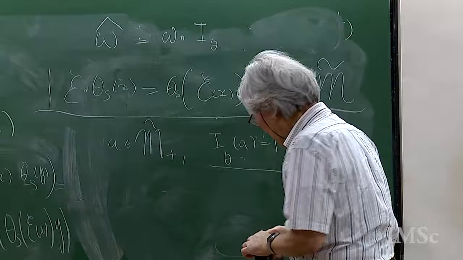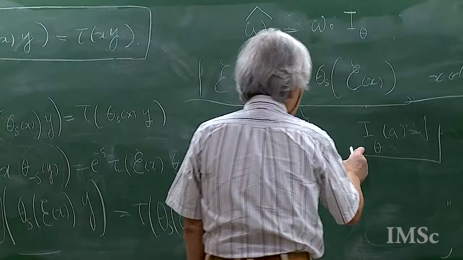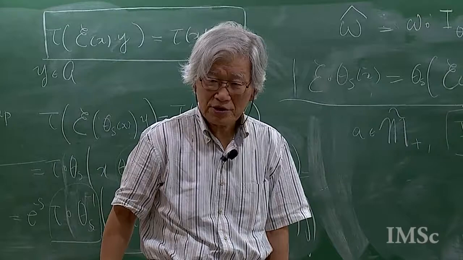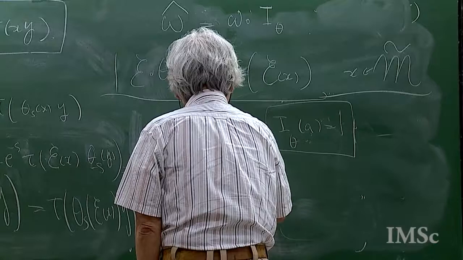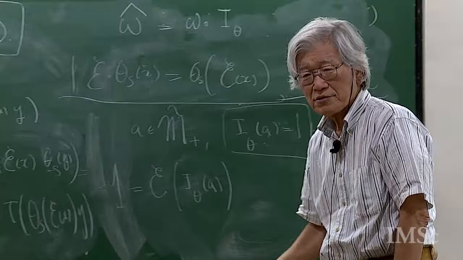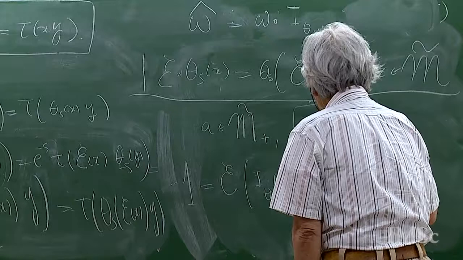Now I want to compute what happens to the conditional expectation of A down to script A. 1 equals the conditional expectation of I theta of A. The conditional expectation preserves the identity, so 1 goes to 1, which is the integral of theta s of A ds.